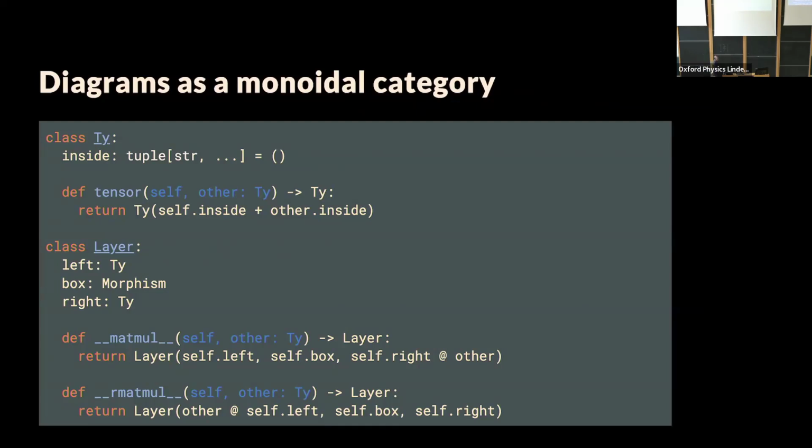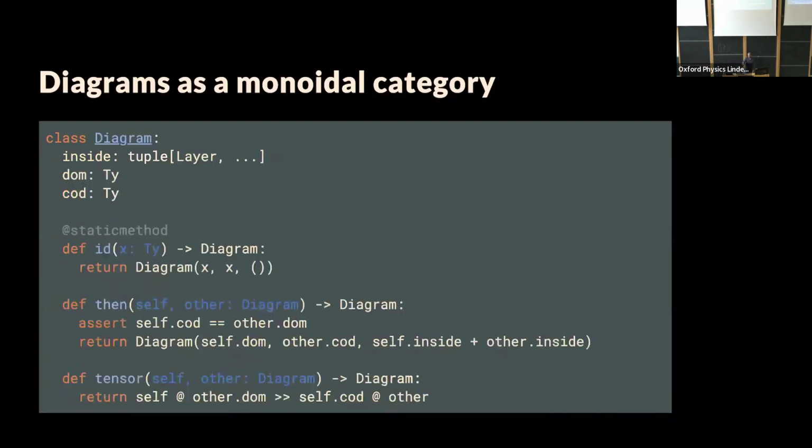That's a layer. And you can define whiskering. So every time you have an object, you can put it on the left or put it on the right. That's just answering by identities. Okay.